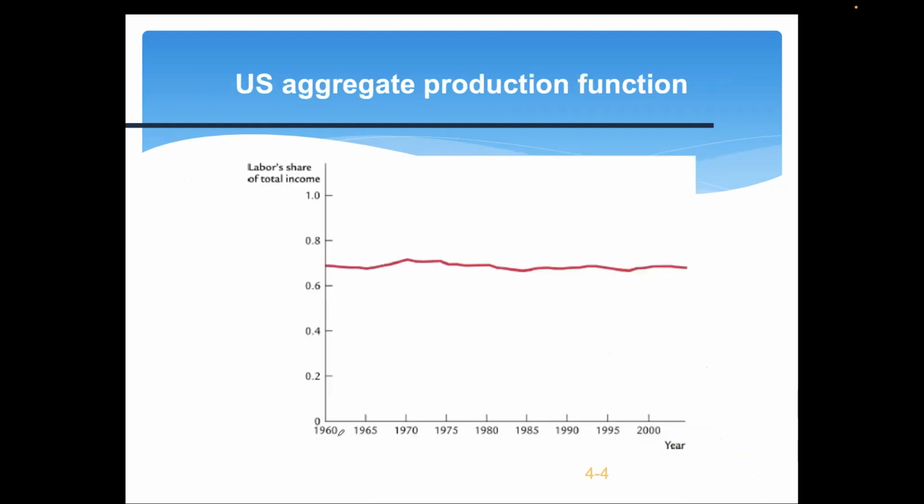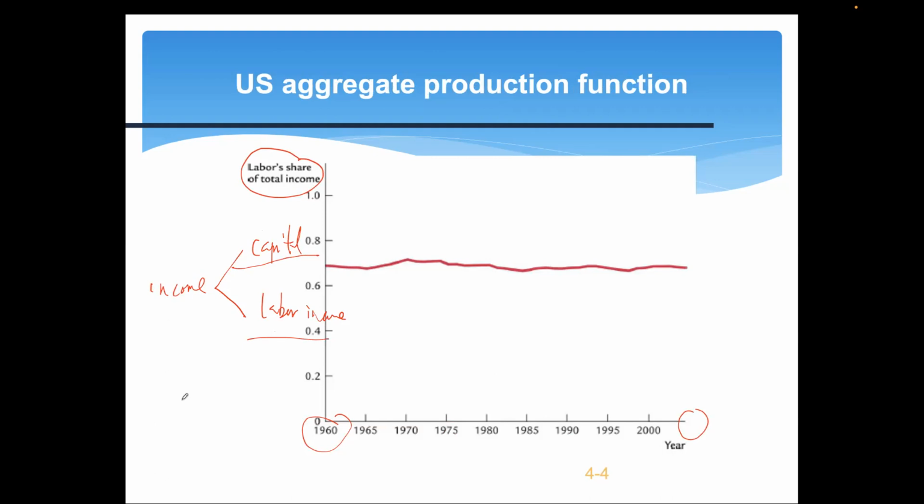This is the US data from 1960 to 2010. And on the vertical axis, what do we have? The labor share of total income. What does this mean? First of all, income. Usually there are two kinds of income. One is capital income. The other is labor income. And why do we differentiate income into these two categories?